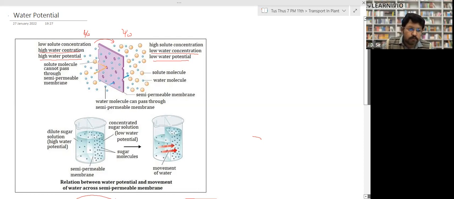So this is called water potential. Water potential is the free energy of water molecules. Here we have added more solute molecules. Now the water molecules will collide more, so the energy of the water molecules will decrease. Is it clear or not?